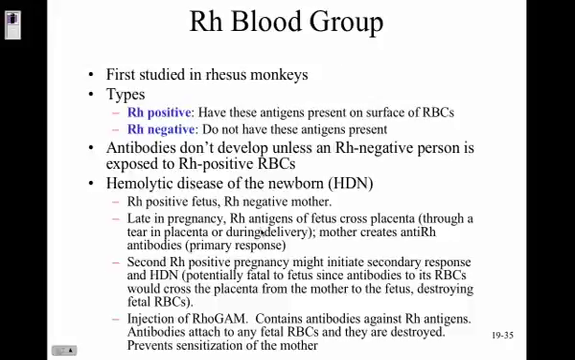Okay, the Rh blood group was first studied in rhesus monkeys. So you have Rh positive and Rh negative. So if you're Rh positive, you have the Rh antigens present on the red blood cell. If you're Rh negative, you do not have those antigens. So if you are A positive, that means you have both the A antigens on the red blood cells and you have the Rh antigens on your red blood cell. If you're A negative, you would have the A antigen and no Rh antigens.